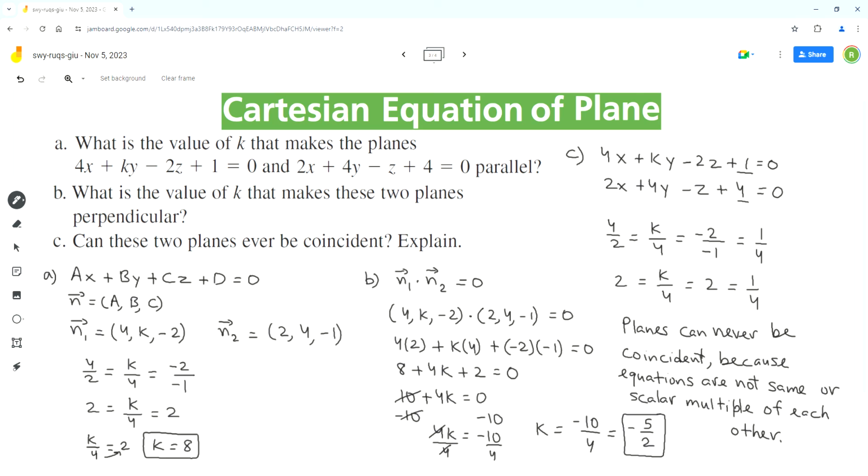So if any of the ratio is different from the others, the planes are not coincident. So these are the steps you have to keep in mind to solve a problem like this one.